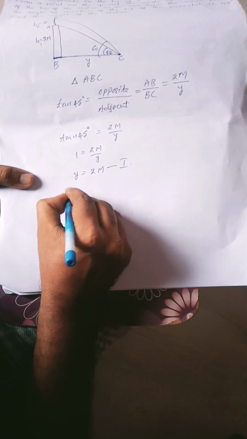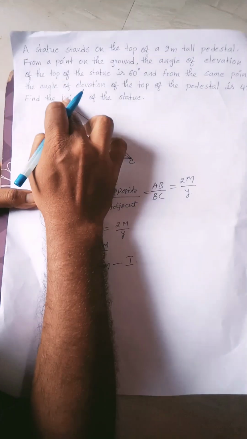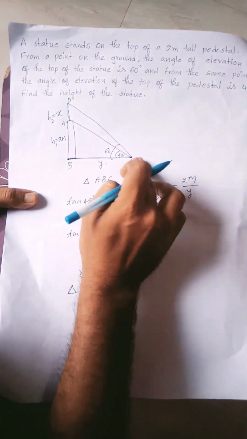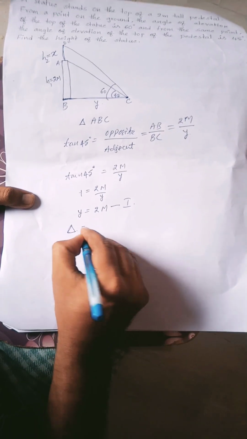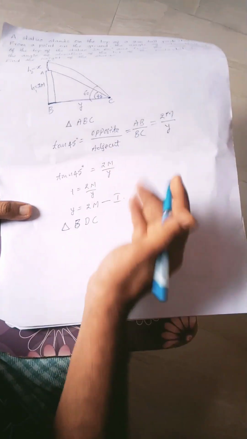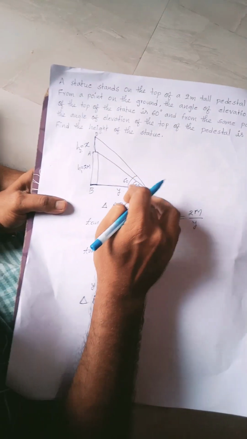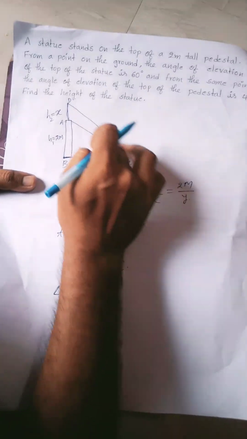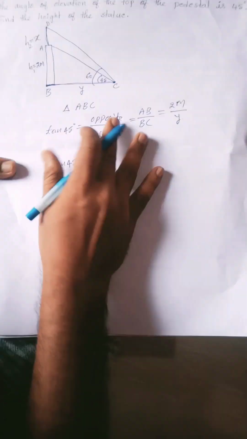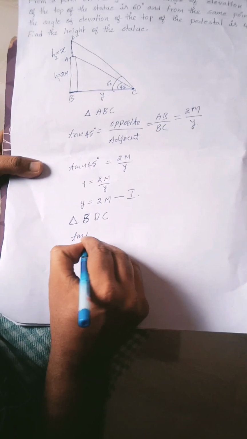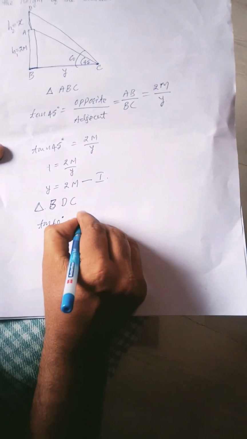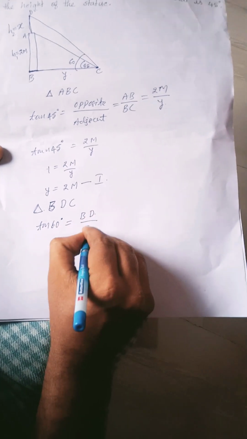Next, triangle BDC. Find out only the statue height. This is the statue height. In triangle BDC, tan 60, the elevation, is when the observer looks at the top of the statue. The elevation is equal to 60 degrees. Tan 60 is equal to BD by BC.